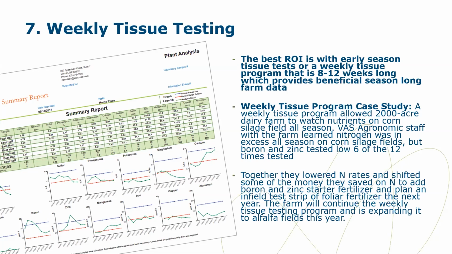Together with their agronomist, they lowered their nitrogen rate, and then they shifted some of the money that they saved on nitrogen to add boron and zinc to their starter fertilizer the next year. And they were sure to include a test strip of the foliar fertilizer to make sure. The farm will continue with the weekly tissue testing program, and they plan to expand it to alfalfa fields this year. Who knew there were so many different ways to plant tissue test?